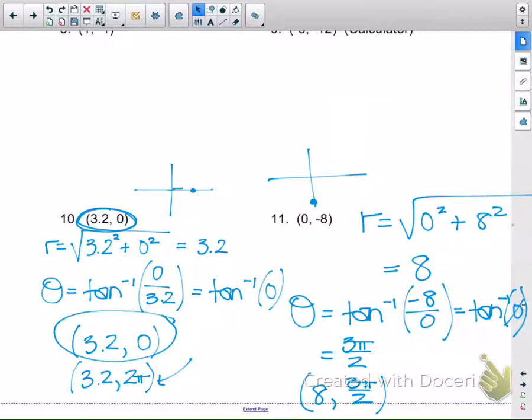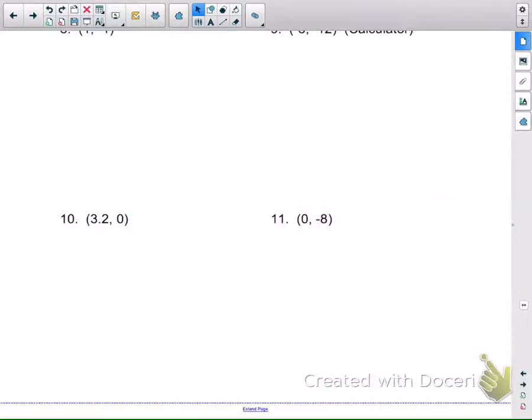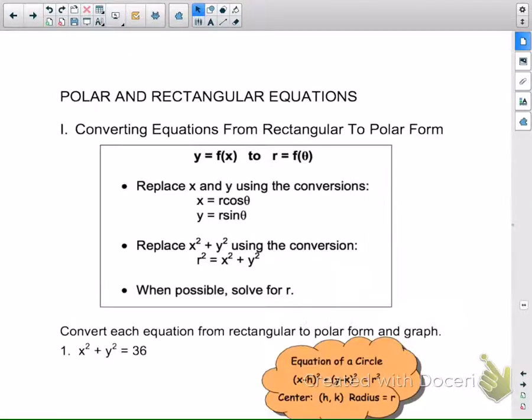All right, flip over 2 pages. We're going to finish up with equations. Flip over 2 pages. It looks like this. We are finishing up converting equations from rectangular to polar, where rectangular is x, y, and polar is your r and theta. There's a couple hints in this box here. Here are 2 conversions we can use.